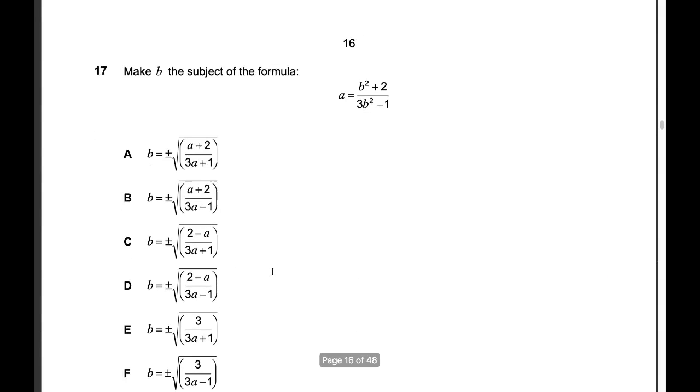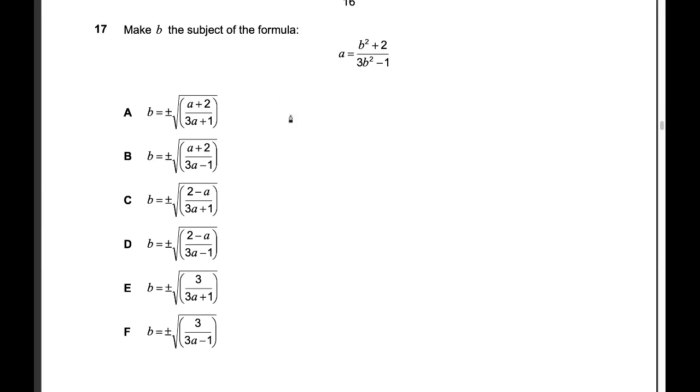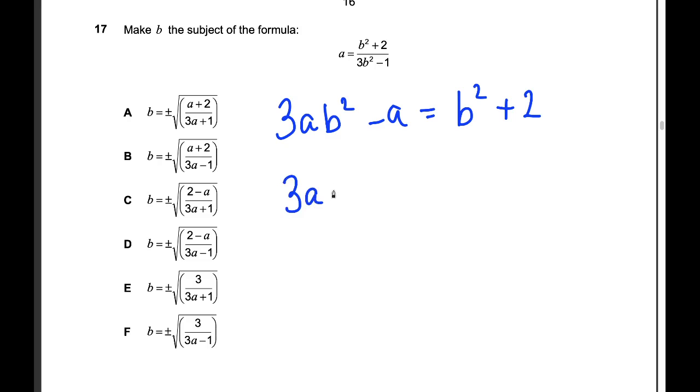Okay. So make b the subject of the formula. Okay, not too bad. So I'm going to multiply by the 3b squared minus 1, and that will give me 3ab squared minus a is equal to b squared plus 2. Okay, so taking the b squared away and adding the a to the other side, I'm just collecting like terms. I end up with 3ab squared minus b squared is equal to 2 plus a.